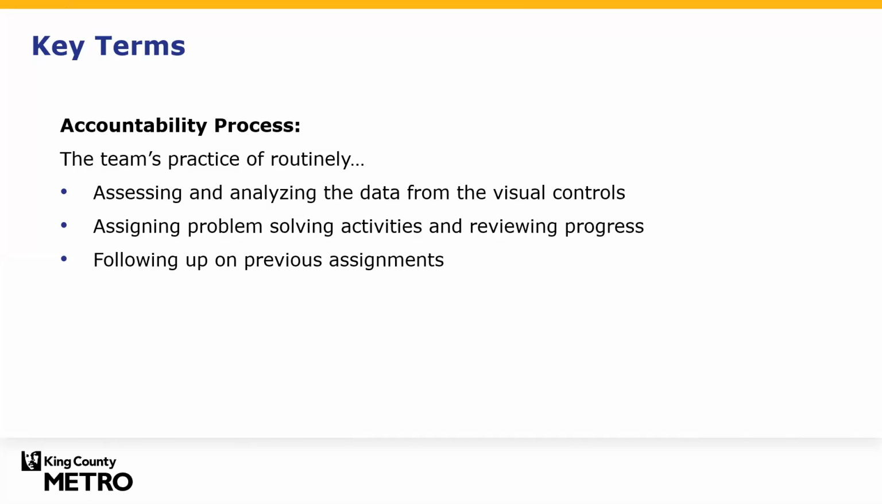The accountability process is where your team practices routine meetings where they assess and analyze the data from the visual controls. They're looking for abnormal conditions. And when there is an abnormal condition, they're going to assign problem-solving activities and review their progress. They're also going to use this time to follow up on previous assignments.